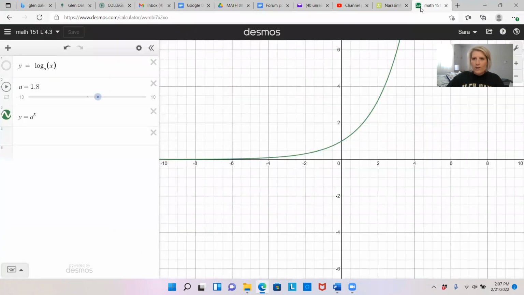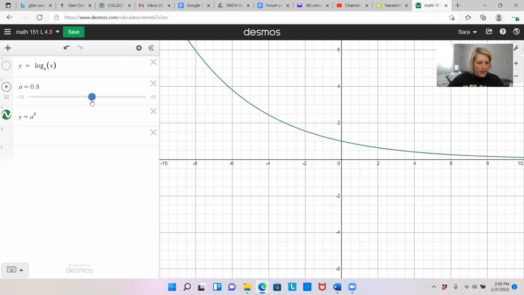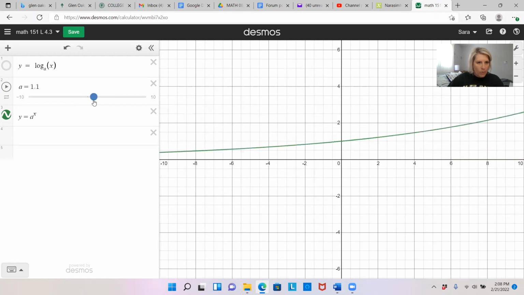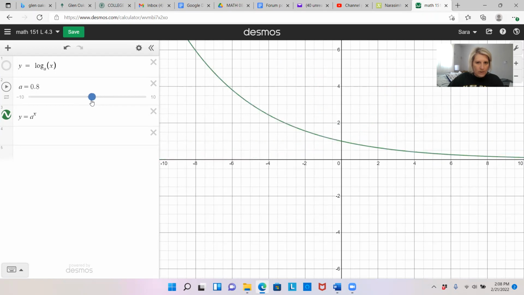So I want to show you what I have up on Desmos under the link that I provided in Canvas. This is the green function here, y equals a to the x, or exponential function. And I can change the slider so I can look at a's between 0 and 1. Remember, we can't have a negative a. And we can't have 1, but we can jump, and then it goes to being an increasing exponential function.